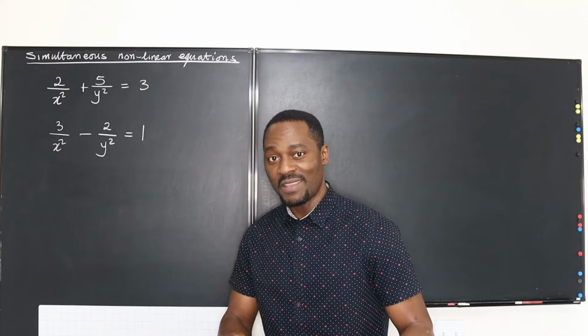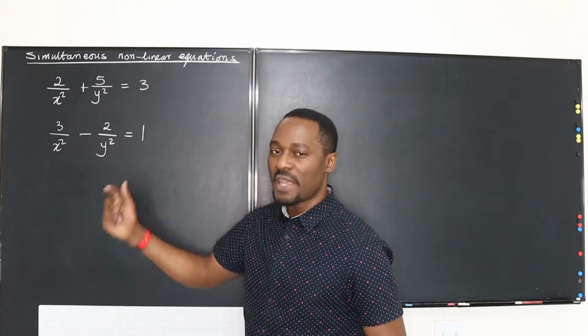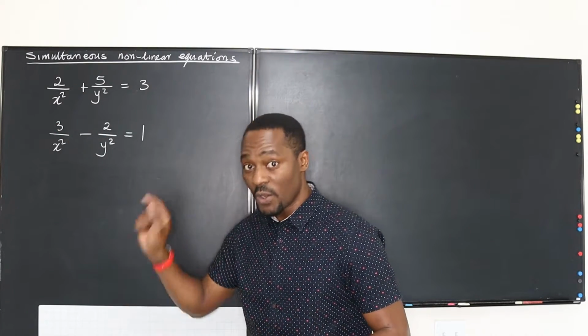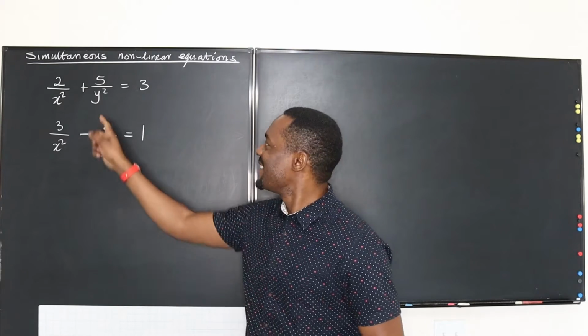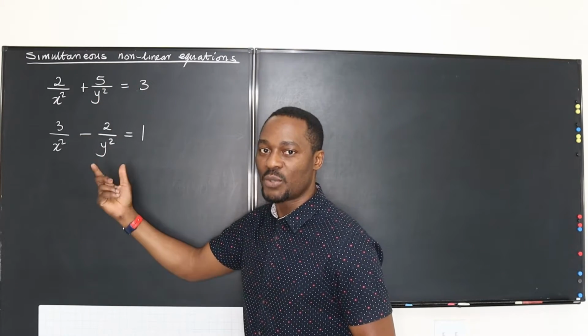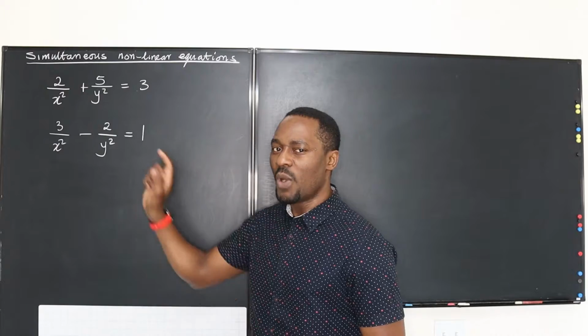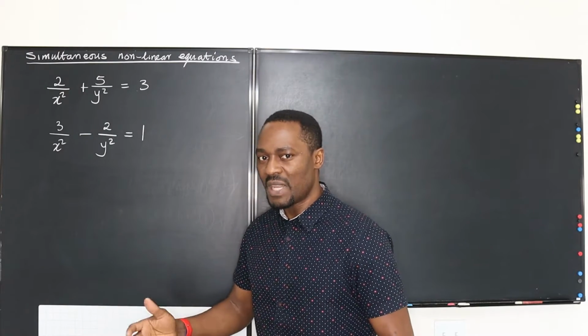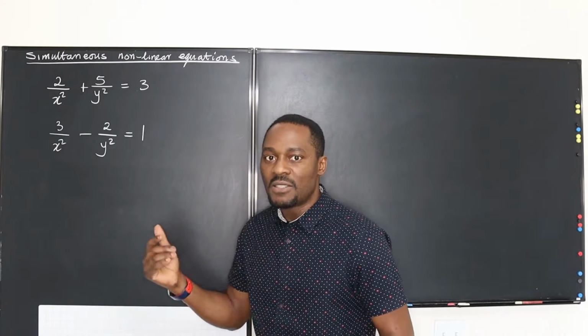So this is the first way. Look at this expression, 2 over x squared is the same thing as 2 times 1 over x squared. Okay, same thing, 5 times 1 over y squared. What if 1 over x squared and 1 over y squared are replaced by, say, letters m and n?